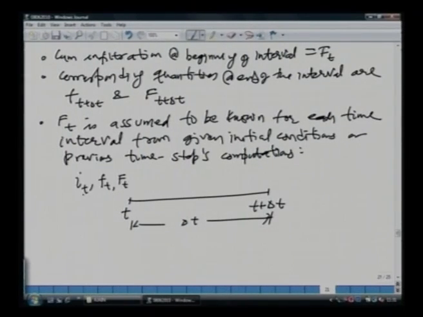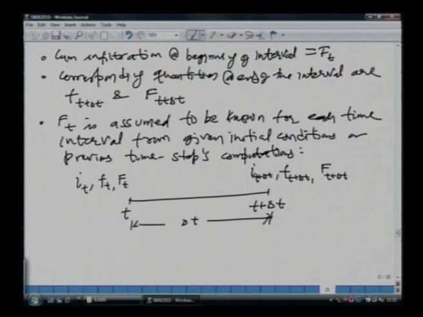So, all the variables at the beginning have subscript t. Similarly, here you have I t plus delta t, small f t plus delta t and capital F of t plus delta t. So, at the beginning of the interval we have defined our various variables, and at the end of the time interval delta t we have defined our variables.